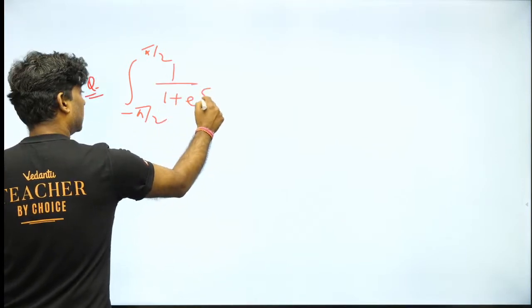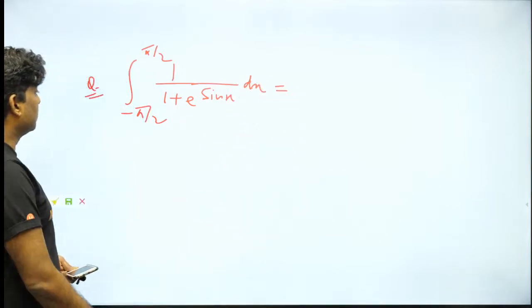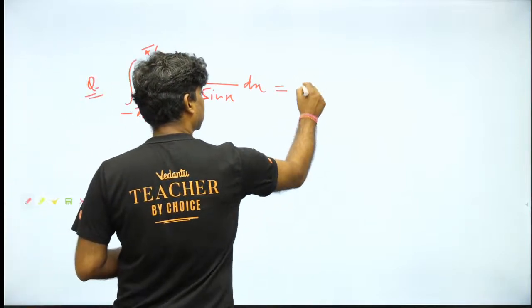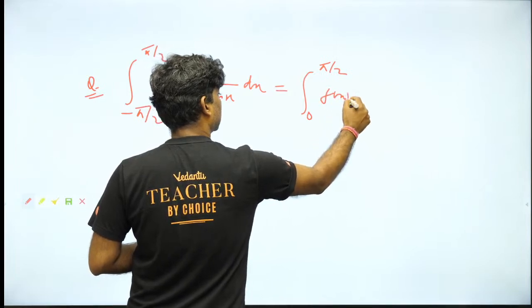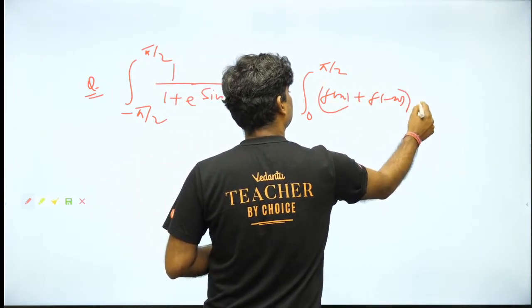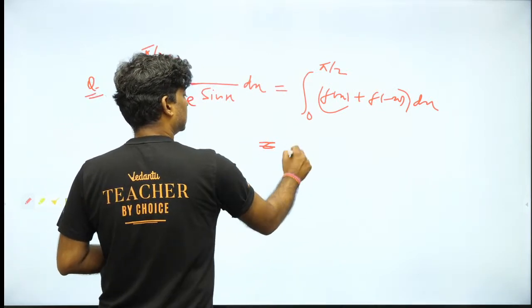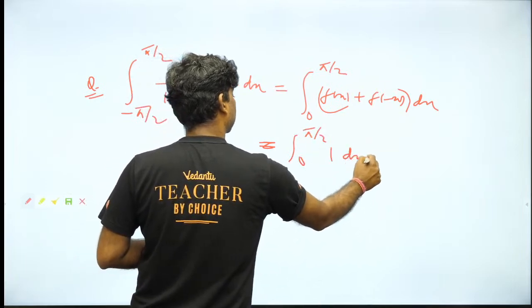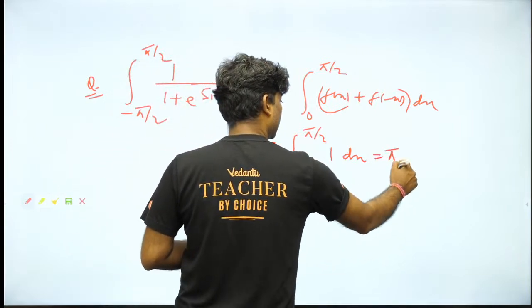A very simple problem again. Integral from minus pi by 2 to pi by 2, they are asking. A very routine problem every day. In every book you will see these kinds of problems. So there is a property: integral from minus a to a becomes 0 to a of f(x) plus f(minus x), and here f(x) plus f(minus x) will come as 1. You can add. So 0 to pi by 2, 1 dx. Answer is pi by 2. Right, students?